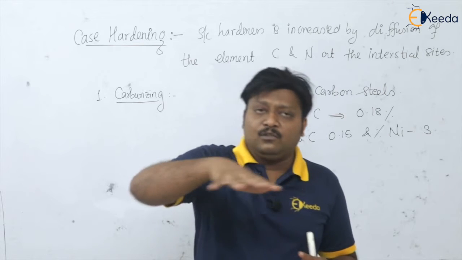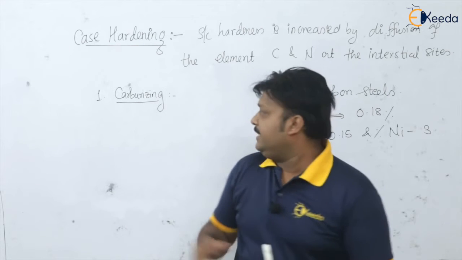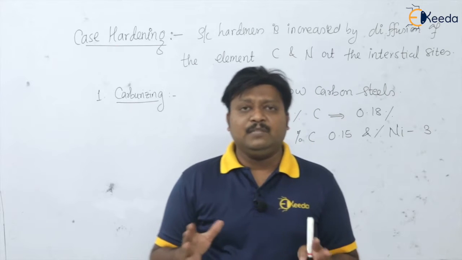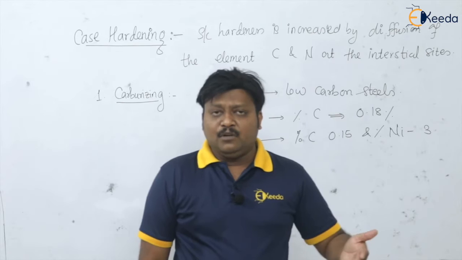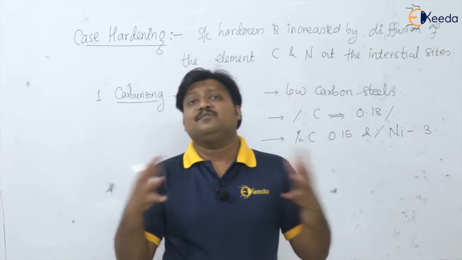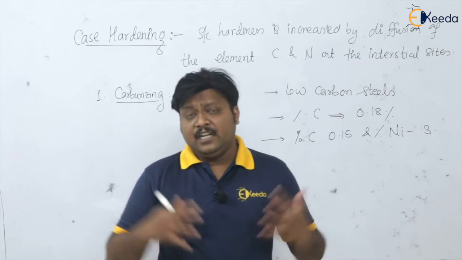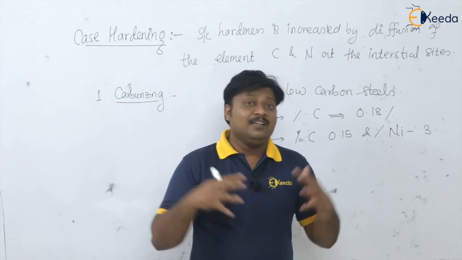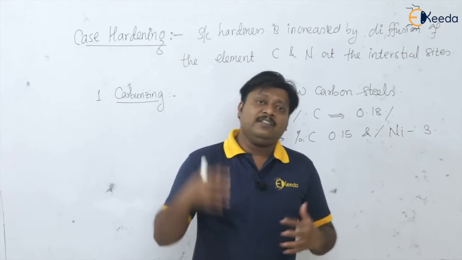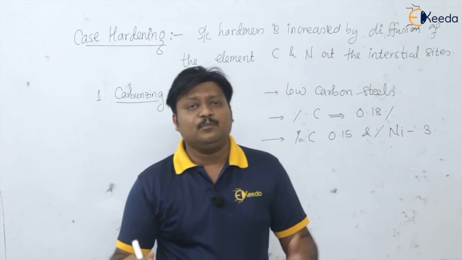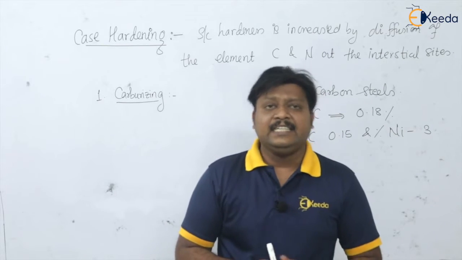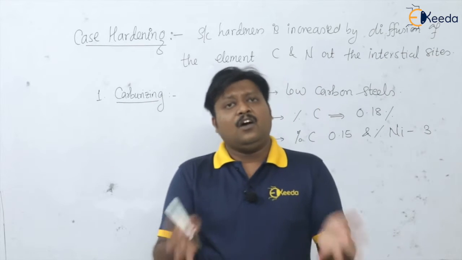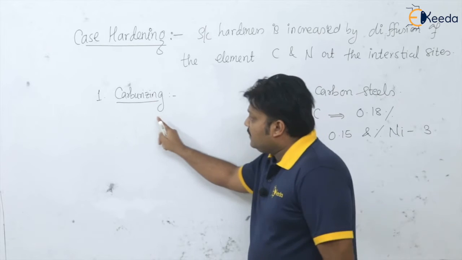So in carburizing, very simply, we are going to send carbon atoms onto the surface of the given low carbon steel. Please remember, we have just seen the surface hardening process where only the surface is heated up to the austenitic region, but here the entire specimen is heated in the furnace, and on that heated component we penetrate interstitial elements like carbon and nitrogen, or both. Let us see carburizing first.